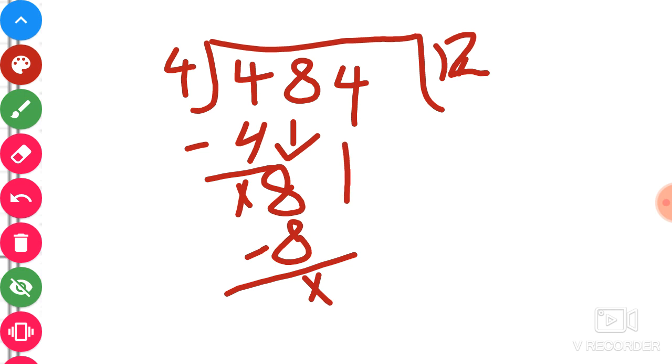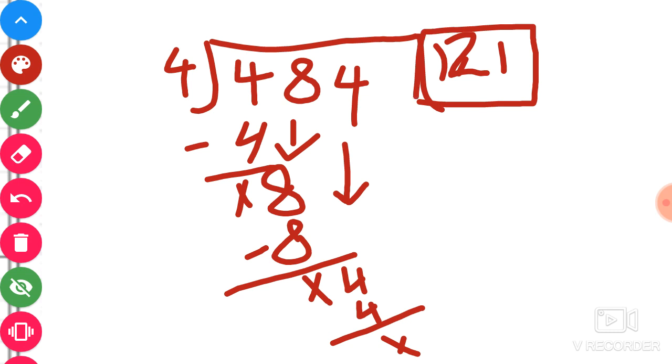Again we will carry down 4. Okay, so 4 ones are 4. Now 4 में से 4 गया. How much we will get? We will get nothing. We will get a cross. So our answer is 121. You all have got the same answer. You all have got 121 as your answer.